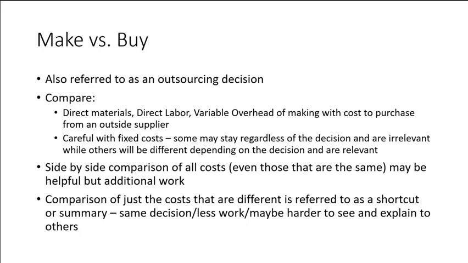So we could build a side-by-side comparison of all the costs, even though they're the same. Sometimes that's easy to see, but it's a little extra work because you're listing things that aren't relevant, making sure that they're the same on both sides. A comparison of adjusted costs that are different is referred to in your textbook as a shortcut or summary way of doing it. You should come to the same decision. It's a little less work, maybe a little harder to see and explain to others, though.